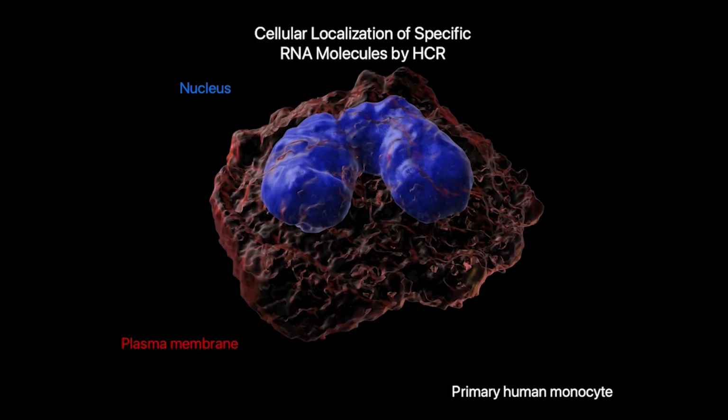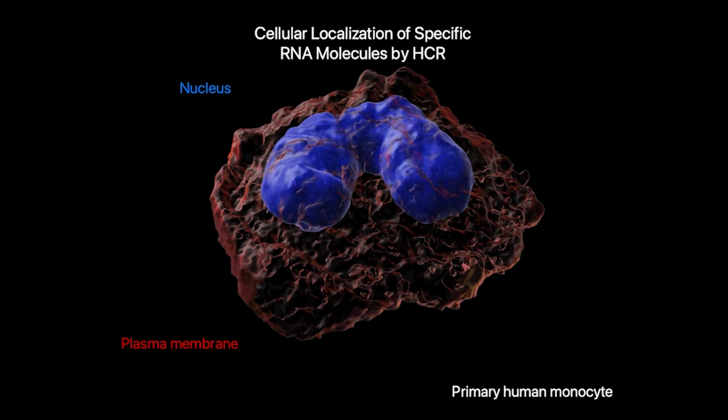The cell you see here is called a monocyte. The view changes to a computer-animated image of a single cell, rotating slowly. Cellular localization of specific RNA molecules by HCR, primary human monocyte. Parts of the cell are labeled: nucleus, plasma membrane.